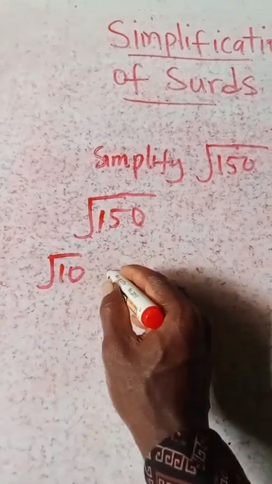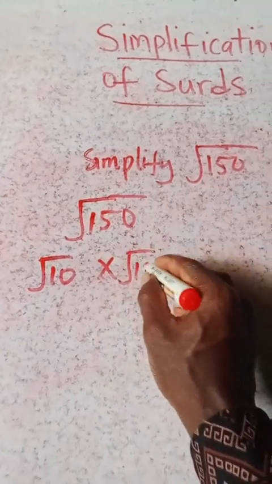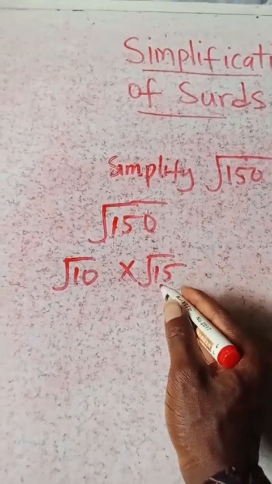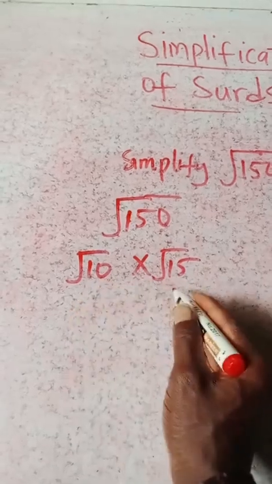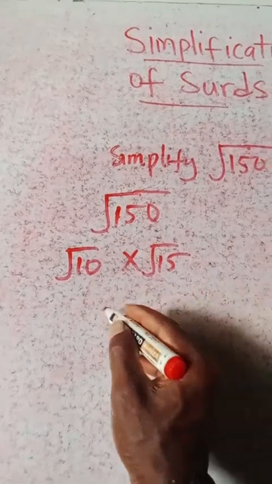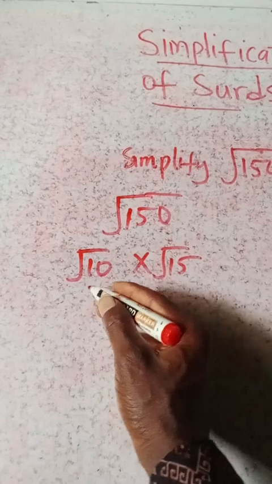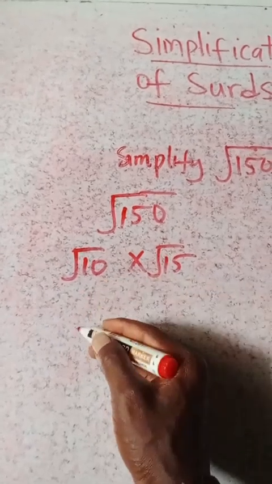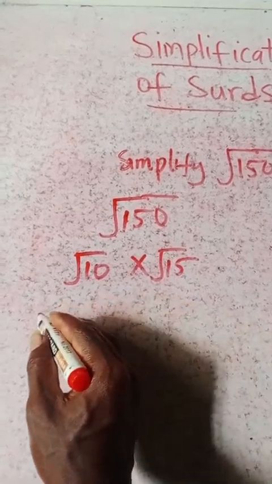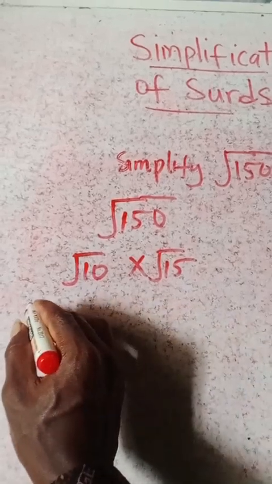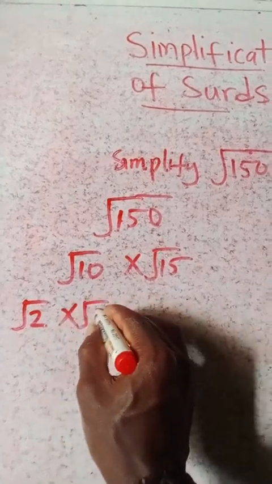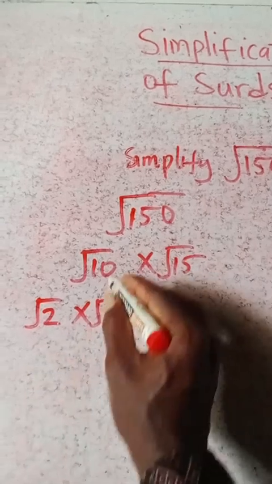root 10 times root 15. Check: 10 times 15 is 150. So if you put them in a root, we are dealing with surd, so they have to be in root. Root 10 can still be reduced or simplified to root 2 times root 5. These two will give you this.